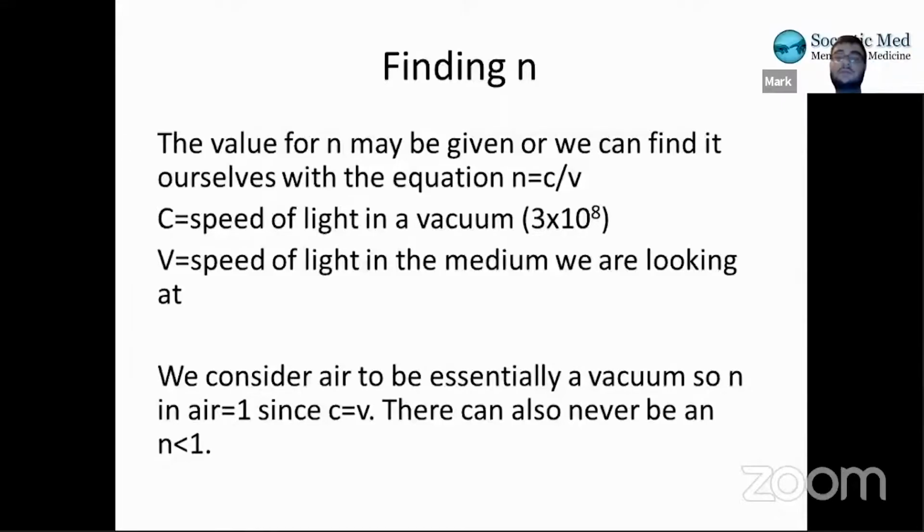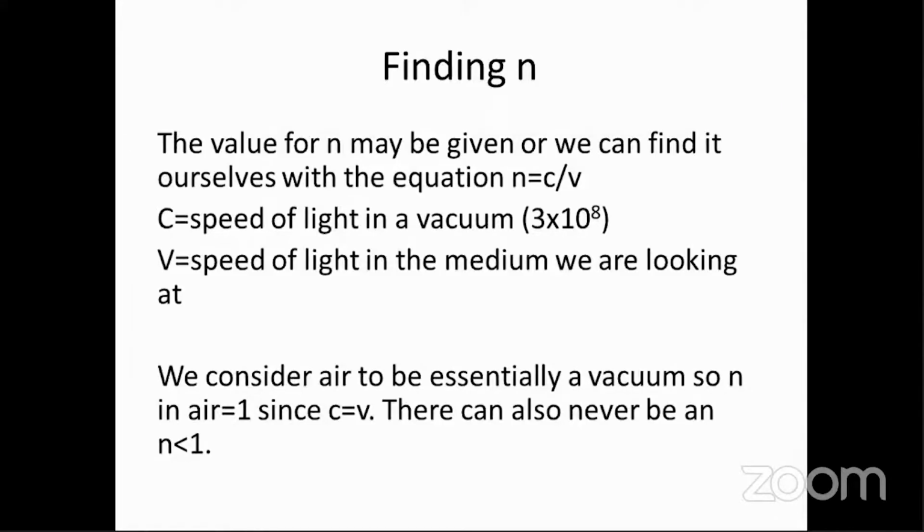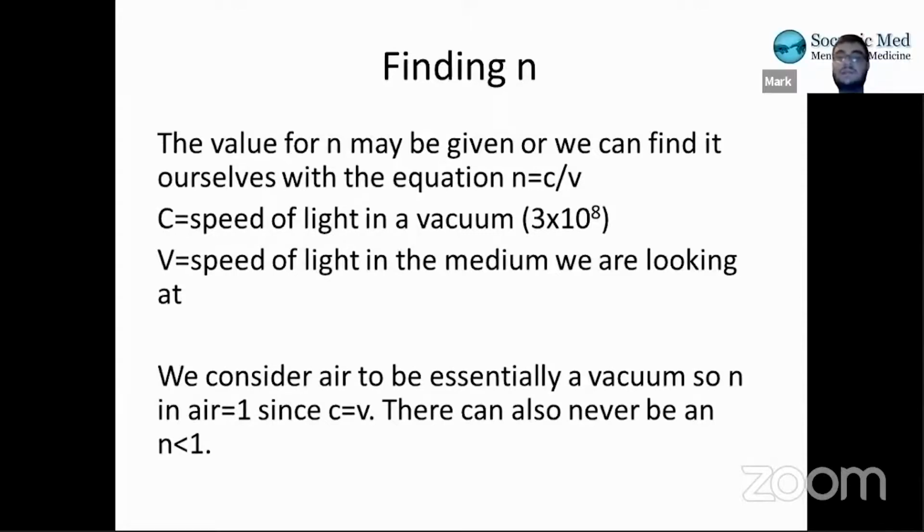3 times 10 to the 8th meters per second. V is the speed of light in the medium we are looking at. So if we're looking at glass, V is the speed of light in glass. If we're looking at water, V is the speed of light in water, right? So you always know what C is because it's always 3 times 10 to the 8th. And they'll give you, say, a V, what the speed of light is in the medium you're looking for. And you could find the index of refraction, the N value for that medium, right?